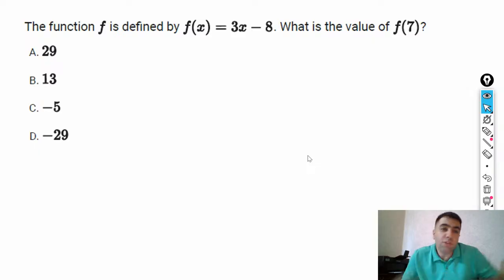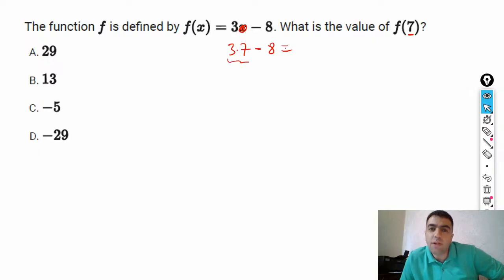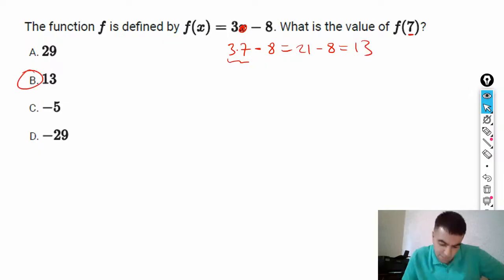Let's solve. We should write 7 in the place of x, right? 3 times 7 minus 8, it is equal to 21 minus 8, and it is equal to 13. The answer is B. Yes.